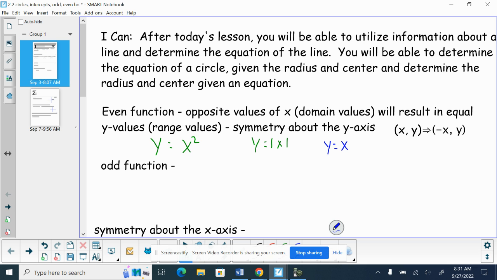y equals x to the 4th. If I put in 2, that's 2 times 2 times 2 times 2, I get 16. If I put in negative 2, I get negative 2 times negative 2 times negative 2, which is negative 8, times negative 2, which is positive 16. And if I take a look at the characteristics of my exponents, they are all going to be what? Even. Hence the even function.